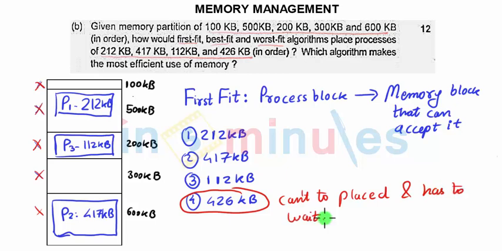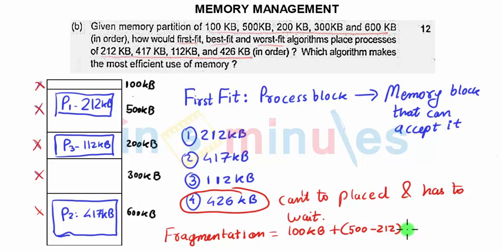Now mind you, this was first fit. So if we talk about first fit, there is fragmentation. How much fragmentation? Let's try to see that. Fragmentation would include 100 KB, which is totally free, plus 500 minus 212 KB, plus 200 minus 112 KB, plus 300 KB, which is external fragmentation again, plus 600 minus 417 KB.